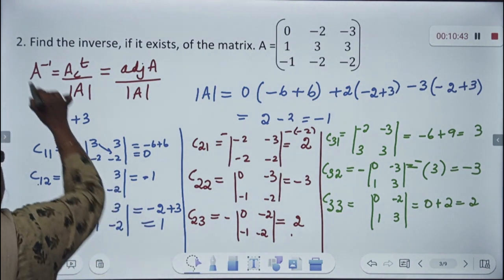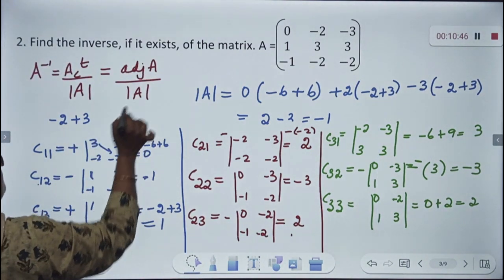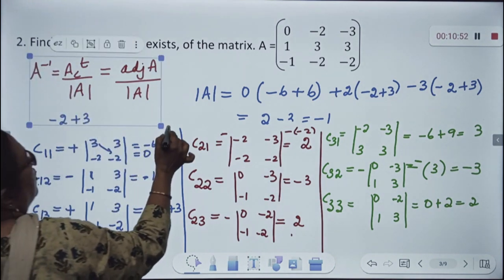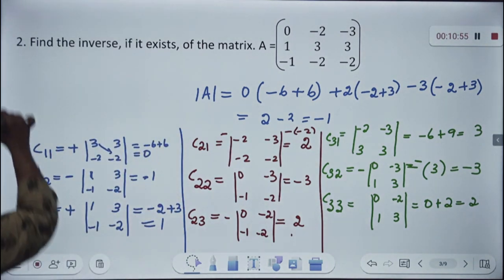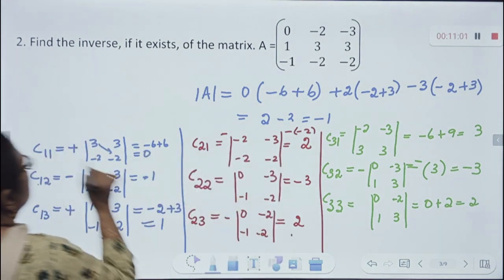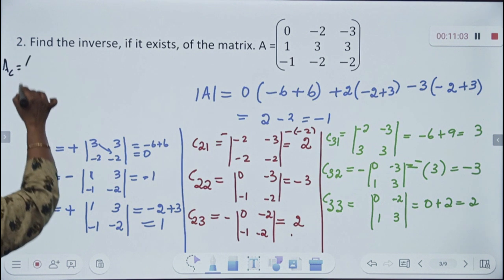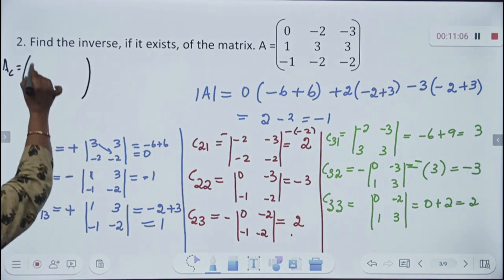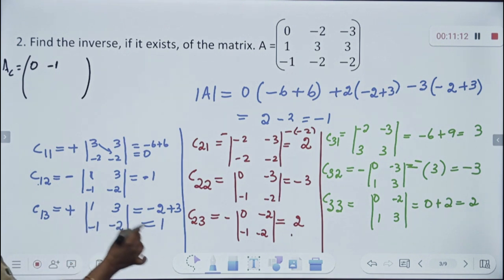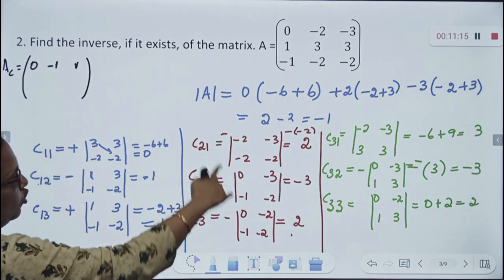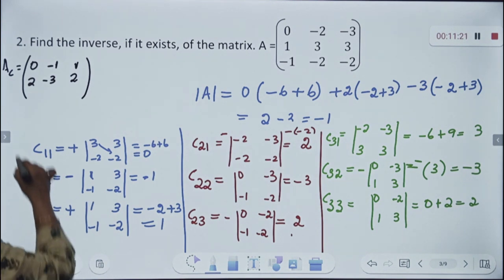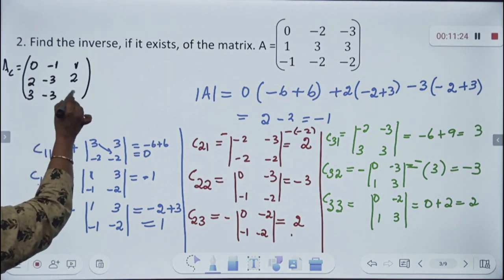So now, for lack of space, I am just removing the formula. Okay. Now what will be the cofactor matrix? Now the cofactor matrix will be C11 is 0, minus 1, 1, then 2, minus 3, 2, and the last row 3, minus 3, 2.